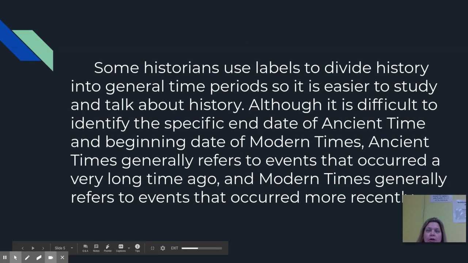Now, as we go, we're going to be learning about ancient cultures. For this reason, and you've been studying these for a very long time, timelines. Some historians use labels to divide history into general time periods so that it's easier to understand and study when we talk about history. Although it is difficult to identify the specific end date of ancient time and beginning of modern time, a lot of people argue where it began and where it ended.